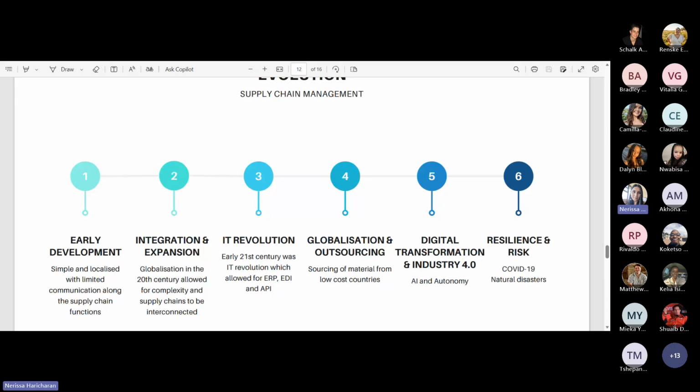Then we moved on even further into a globalization stage and an outsourcing stage. This came in, I would say, towards the ending of the 21st century, where there became a lot more dispersion and dissection of your supply chain. And this went off into different geographical regions. So businesses began to source materials from low cost countries, whether it meant a longer lead time or a more complex supply chain.